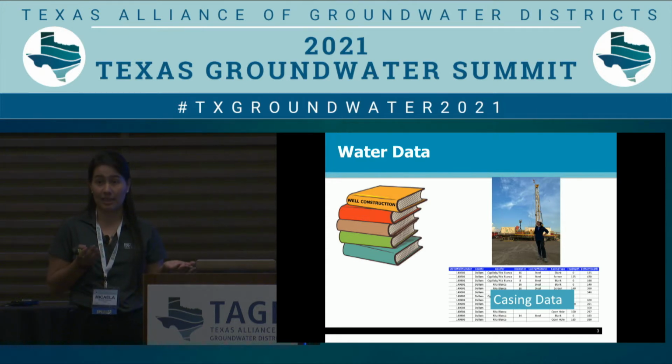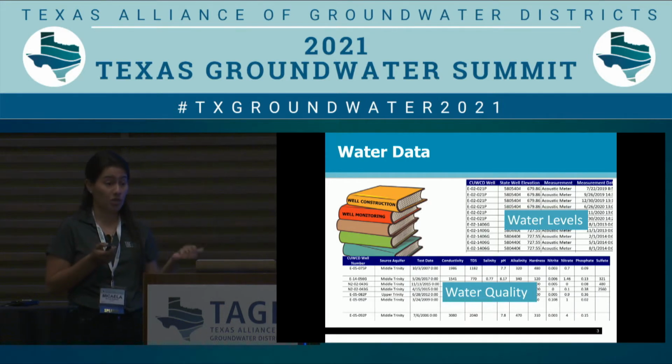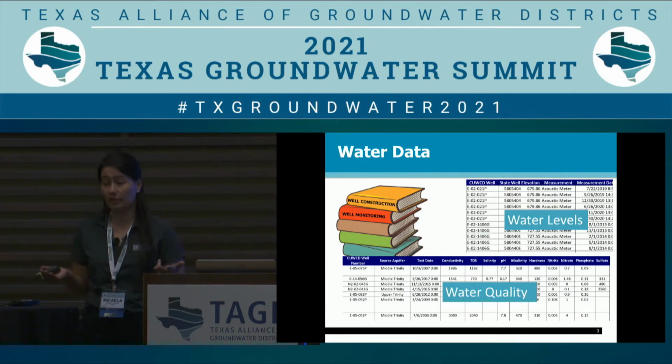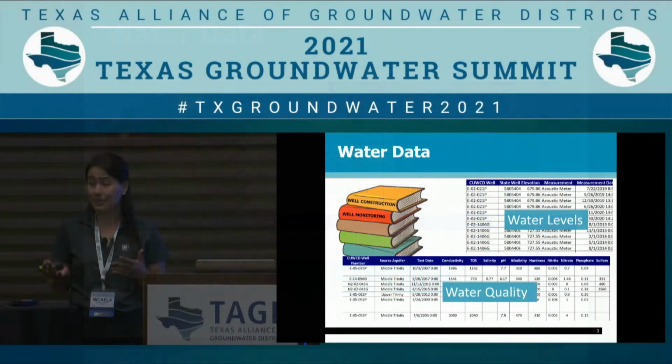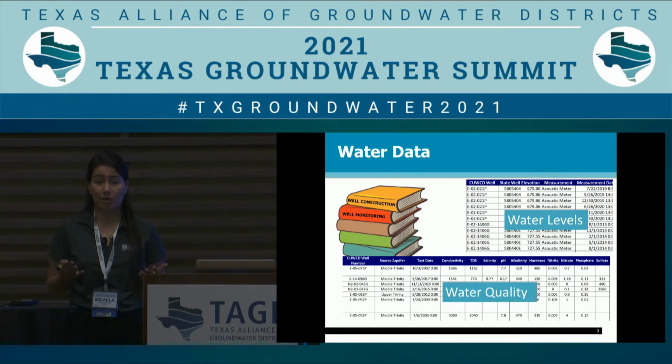We also have casing data. Where is our aquifer screened? We have well monitoring data. So we monitor water levels for our aquifers, and we monitor water quality from groundwater samples. Now, we know that water levels are a fundamental indicator of the health of our aquifers, and they especially give us an insight on what's going on with our aquifers through time. So we're really able to see how our aquifer is changing and how it responds to different hydrologic stresses. For example, how does my aquifer respond to pumping nearby, or how does it respond to droughts?